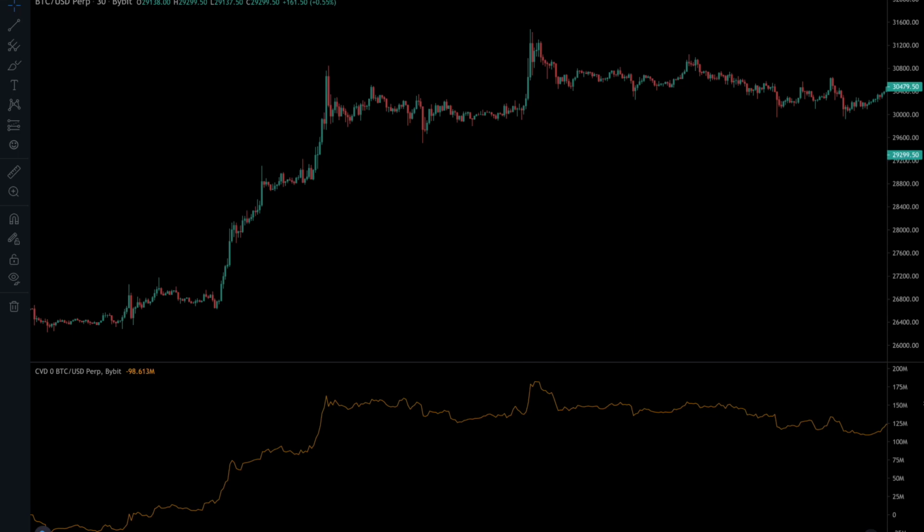Hello everyone! Have you ever thought what is going on beneath the price? What are the big players doing? Is the current price action a trap?